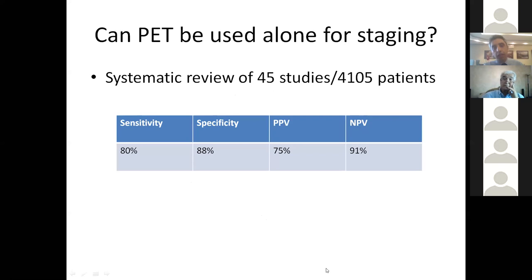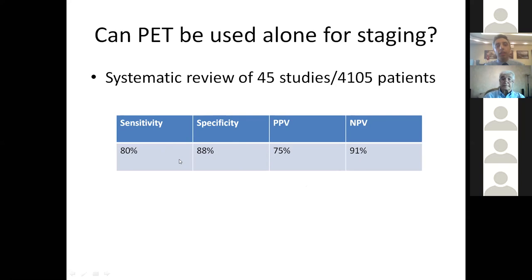And the answer lies in the configuration of the test, so what the test gives you. The main issue of the PET scan is it's not specific for cancer. The sensitivity is about 80% and the specificity is 88%. If something lights up on the PET scan, that doesn't mean that it's malignant. And if something doesn't light up, that doesn't rule out malignancy.